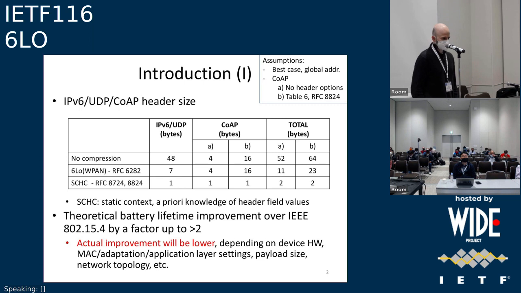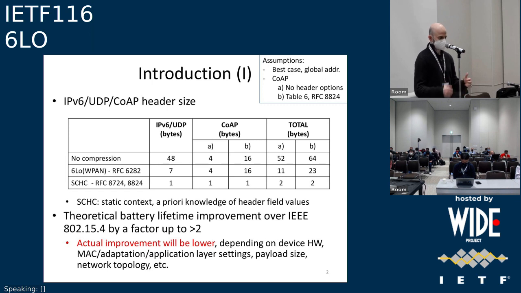First of all, a couple of slides as a reminder of the motivation and the context for this document. As this working group knows well, RFC 6282 has been the basis for header compression in 6LoWPAN and also in 6Lo. With this RFC, it's possible to compress a 48-byte IPv6 UDP header down to 7 bytes in the best case with global addresses.